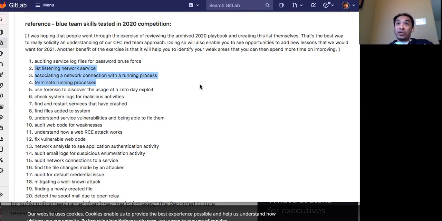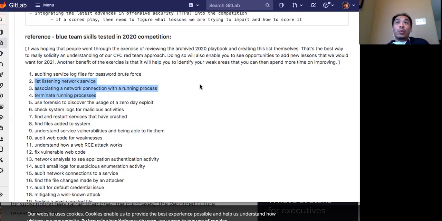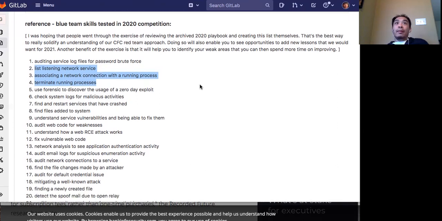In Cyberforce competition, how we changed it completely last year is that we are not about scoring based on the success of the red team.